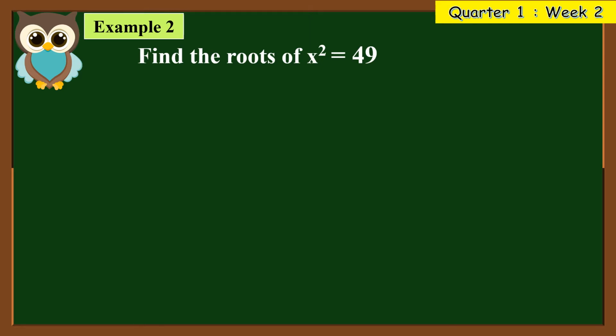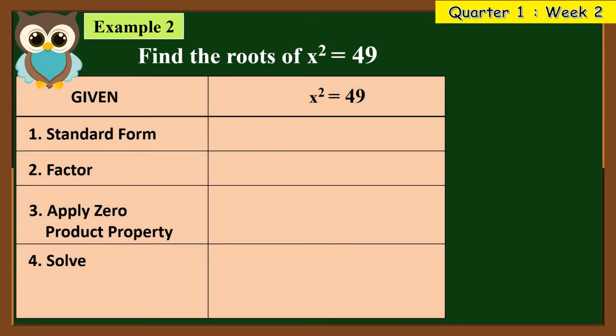Let's find the roots of x squared is equal to 49. So again, we rewrite the given equation: x squared is equal to 49. The given quadratic equation is not yet written in its standard form. That's why we'll do the first step, wherein we rewrite it into its standard form. We move 49 to the other side of our equation so that it becomes negative 49. The standard form of the given quadratic equation is now x squared minus 49 is equal to 0.